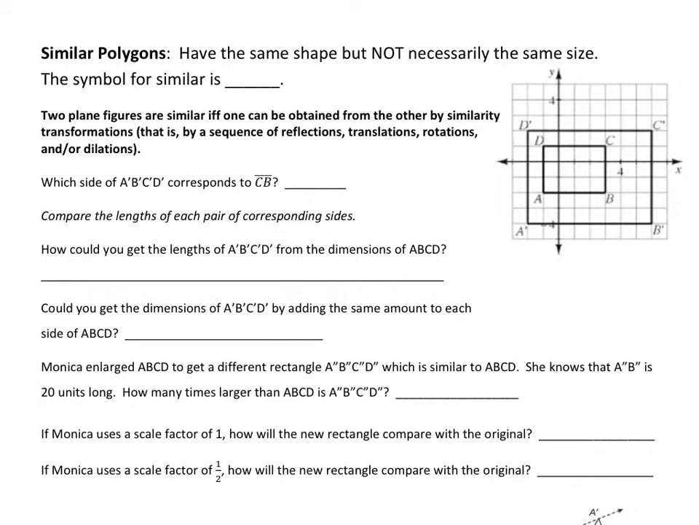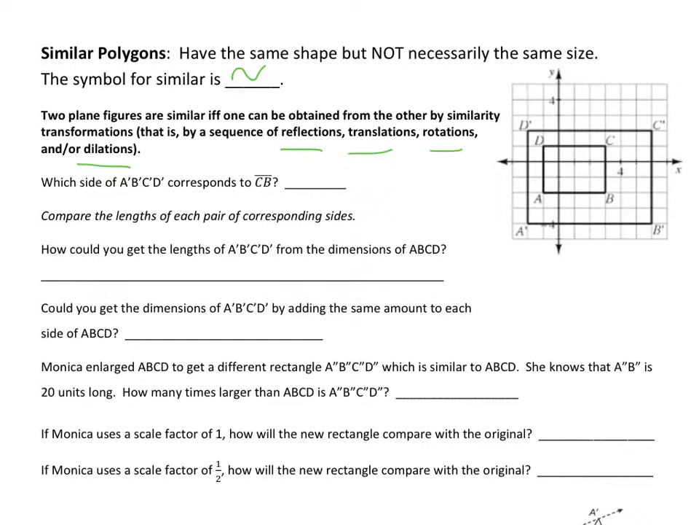Okay, looking at the second page of our notes, similar polygons. If they are similar, they have the same shape, but not necessarily the same size. The symbol for this, and this is what we use to write that, is that little similar symbol. Two plane figures are similar if one can be obtained from the other by similarity transformations. Similarity transformations are reflections, translations, rotations, and now dilations. Remember, these three had rigid motion. They were congruent. However, when we add dilations into the mix, they now are similar.